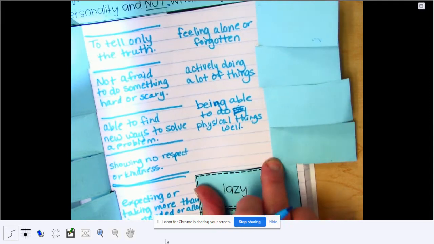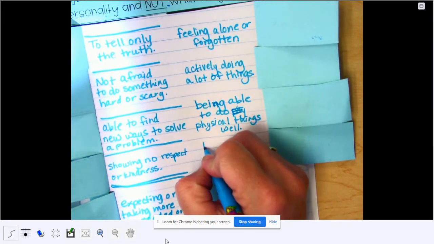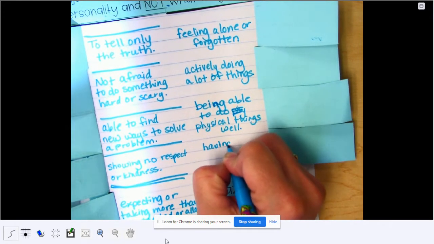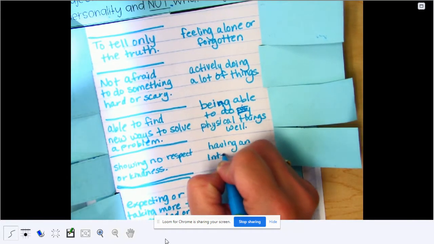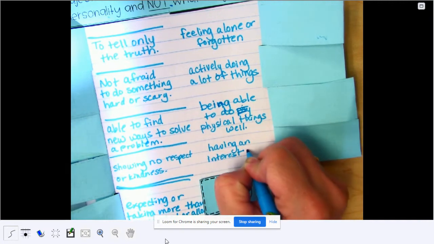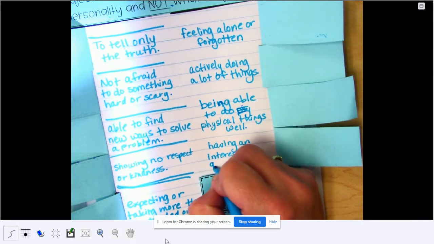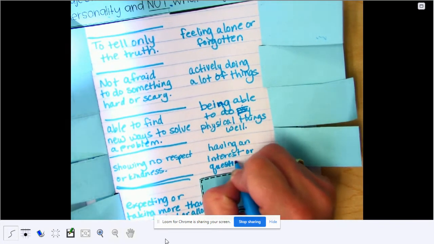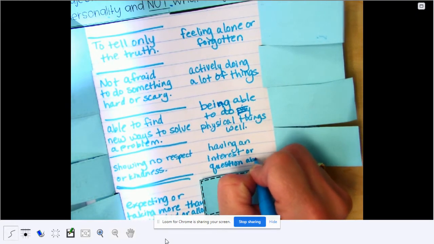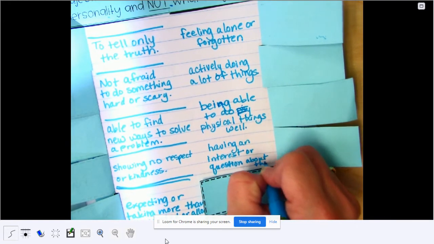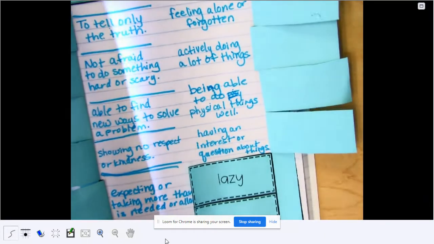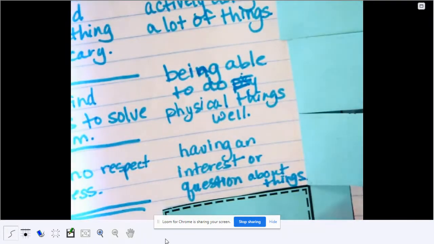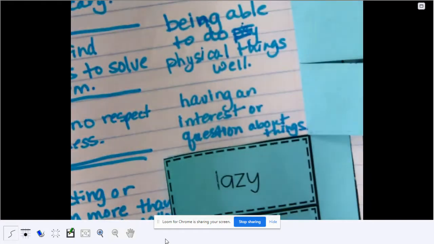The next one is curious. Curious means having an interest or question about things. Well, I had to tighten that in there. Having an interest or a question about things means that you're curious.